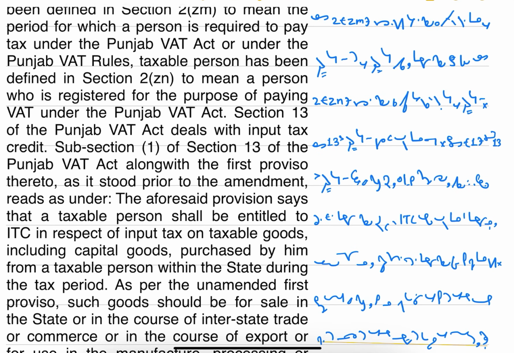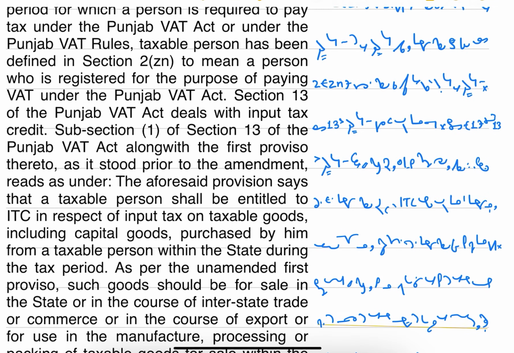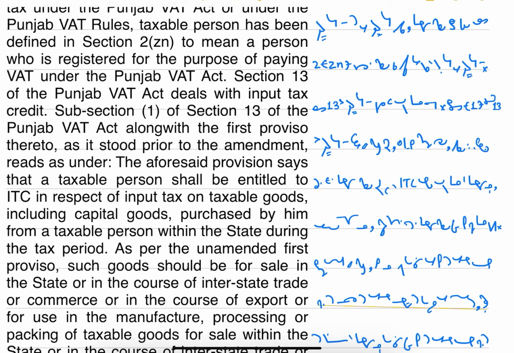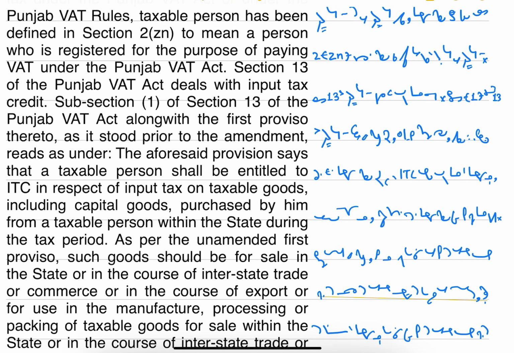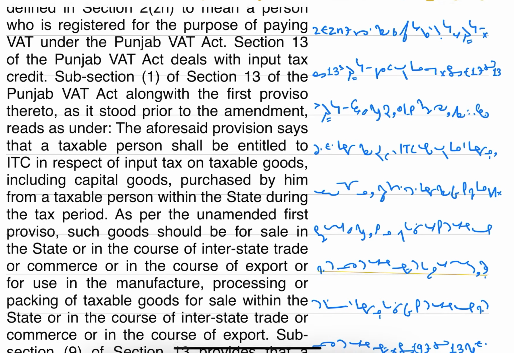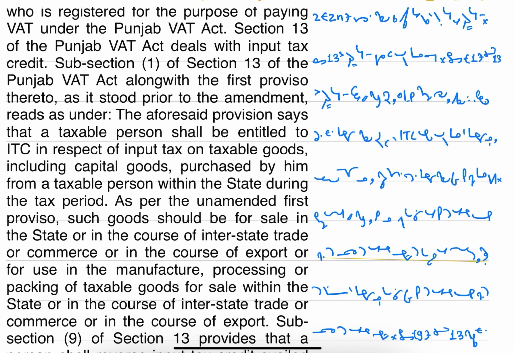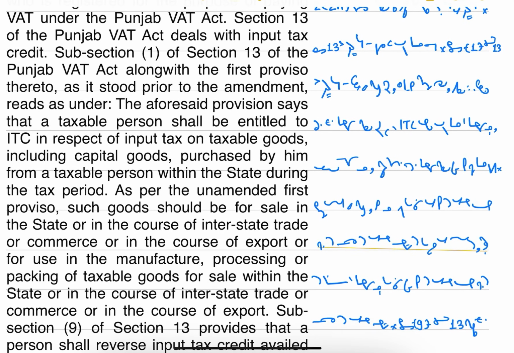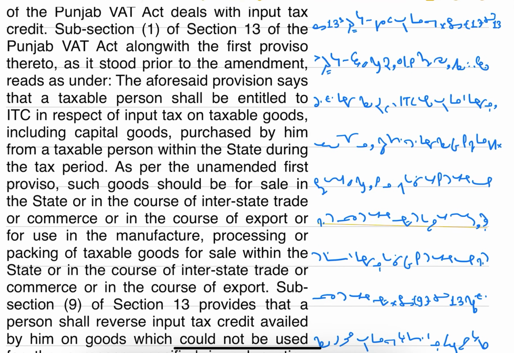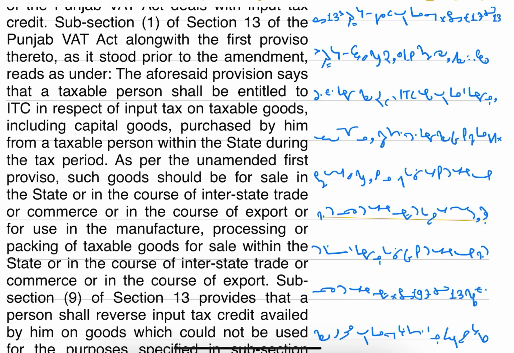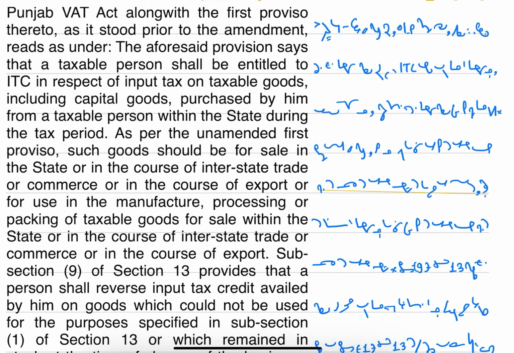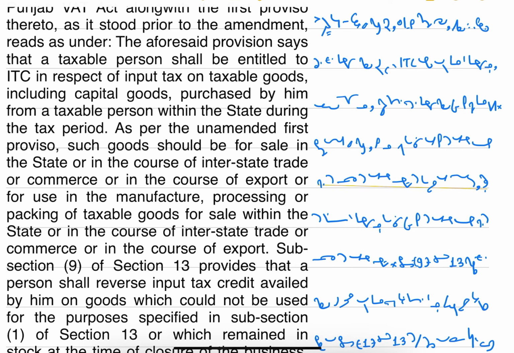Sub-section (1) of Section 13 of the Punjab VAT Act along with the first proviso thereto, as it stood prior to the amendment, reads as under: The aforesaid provision says that a taxable person shall be entitled to ITC in respect of input tax on taxable goods, including capital goods, purchased by him from a taxable person within the state during the tax period.